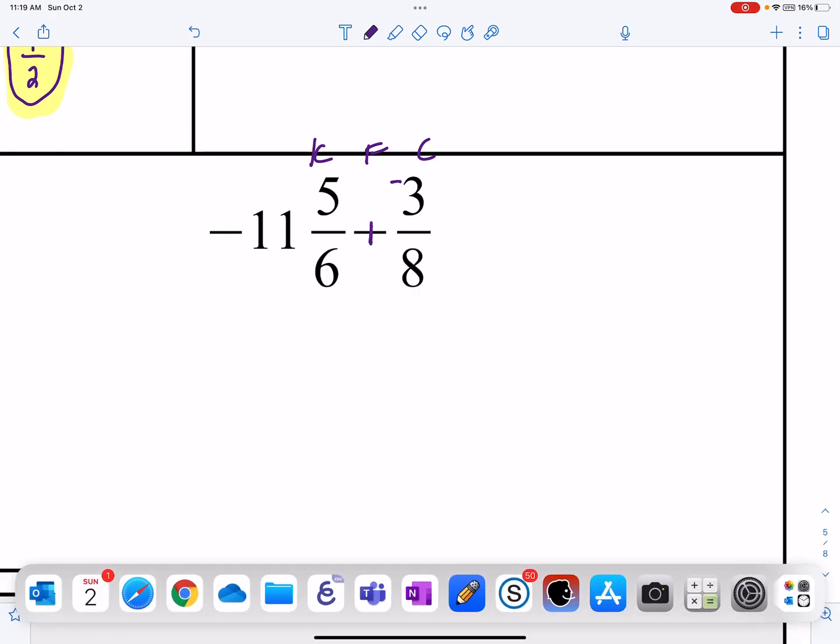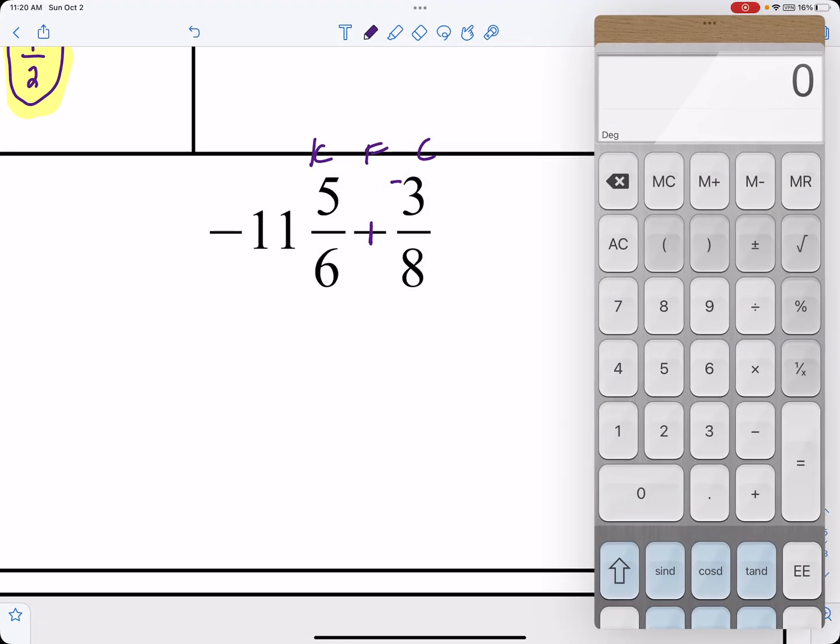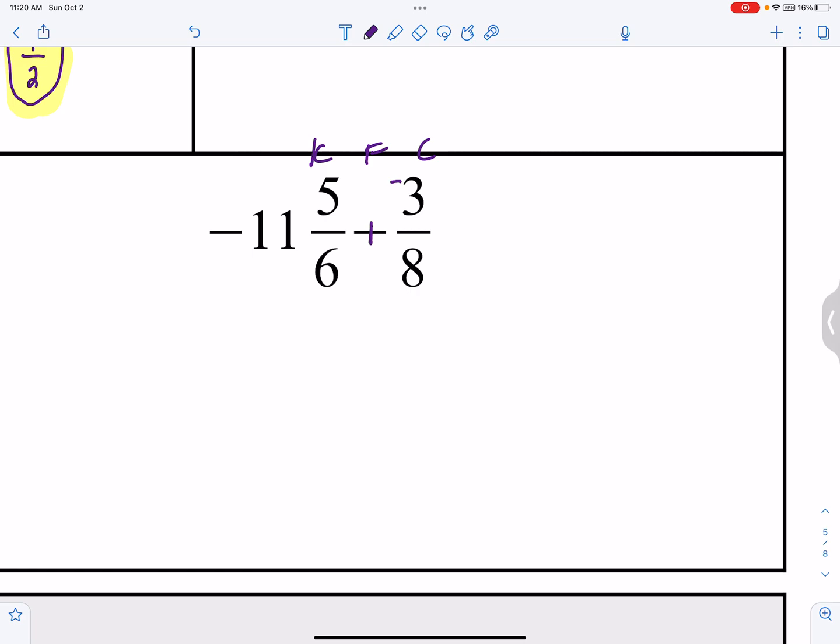In my head anyway, but let's go ahead and see on our calculator what 5/6 is as a decimal. Okay, so it's a repeating decimal, so I already know I can't change it to a decimal, so I'm going to have to work on it as a fraction. Because I have this giant negative 11 here as a whole number, that's just going to be a little bit annoying to deal with, but we can go ahead and work through this.